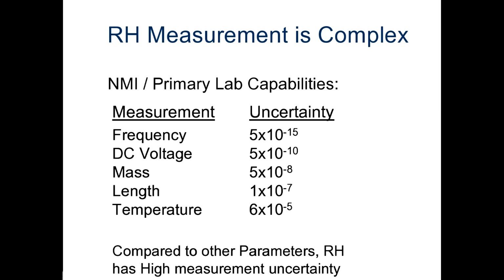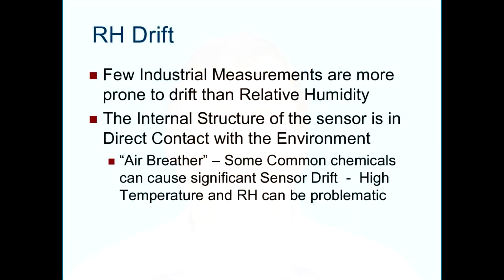However, if we look at relative humidity, we see that the best capability virtually in the world is 0.2%. Now, compared to these other parameters, this has very high measurement uncertainty, or a relative guess. Drift in a sensor or a measurement device is a random movement that's unwanted, that does not follow the true environment or parameter that's being measured. And so we can imagine it's not something that we want.